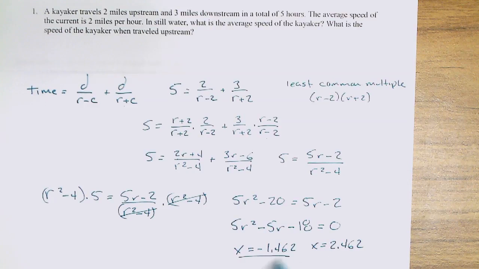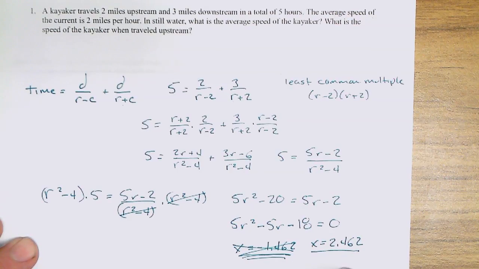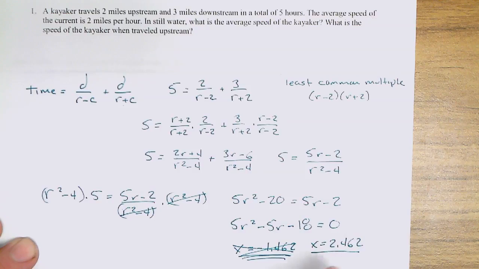Now, can we have a negative current? No. This would mean that the current would be pushing you upstream. So we will drop that one. And so our current, I'm sorry, not our current, our average speed of our kayaker in still water is 2.462. We can't have a negative speed. That means he's rowing backwards. Sorry about that. So this is our average speed of our kayaker.